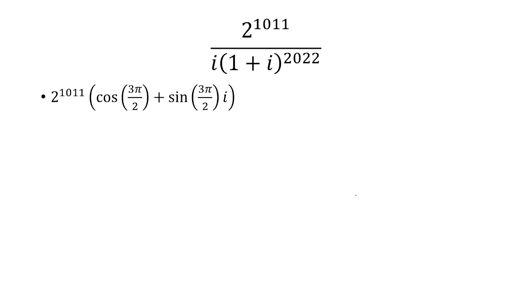So now we can solve this. We know that cosine of 3 pi over 2 is going to be 0. Sine of 3 pi over 2 is negative 1. So you have negative i times 2 to the 1011th power, which is negative 2 to the 1011th power times i. And that's going to go in the denominator over here.